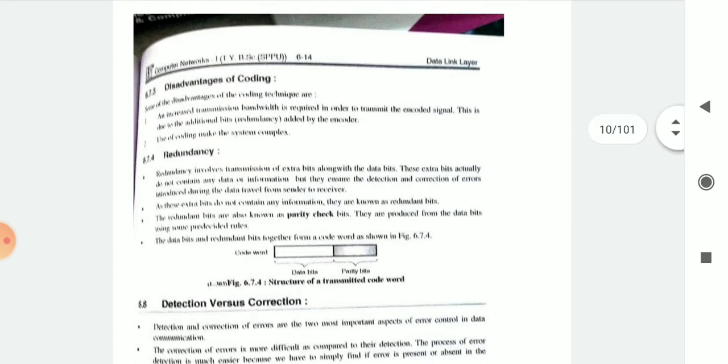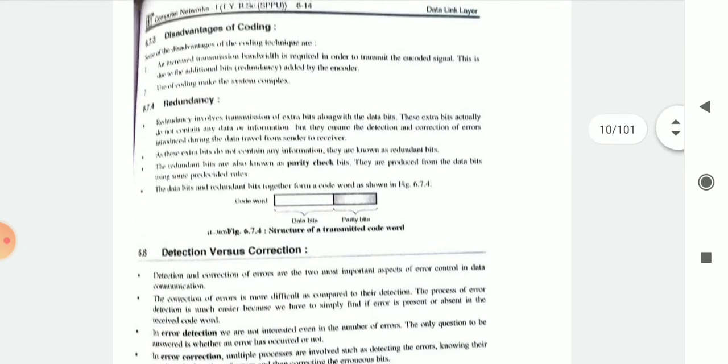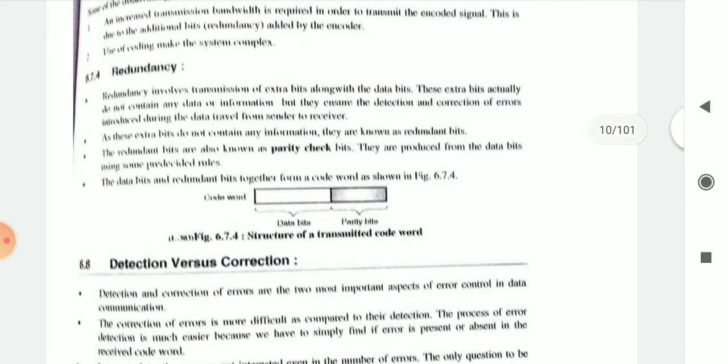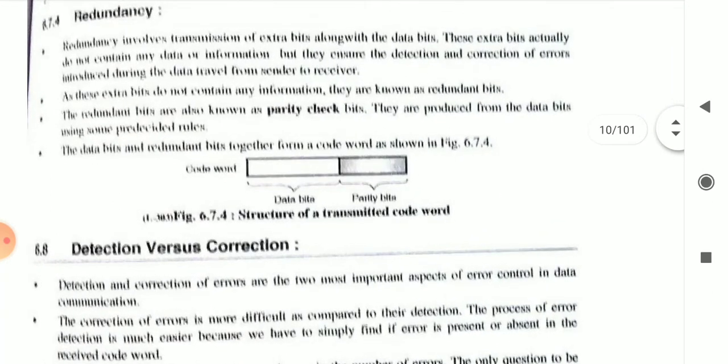We will also see the disadvantages of coding in the previous lecture, and redundancy. What is redundancy? Redundancy is nothing but duplicate data, with the help of parity check data. We also saw the structure of transmitted code words. Each code word contains two fields: data bits and parity bits.